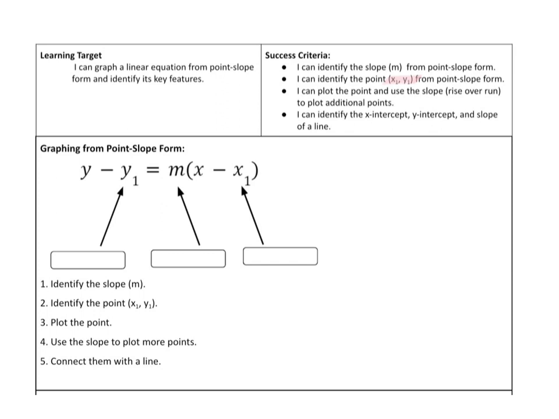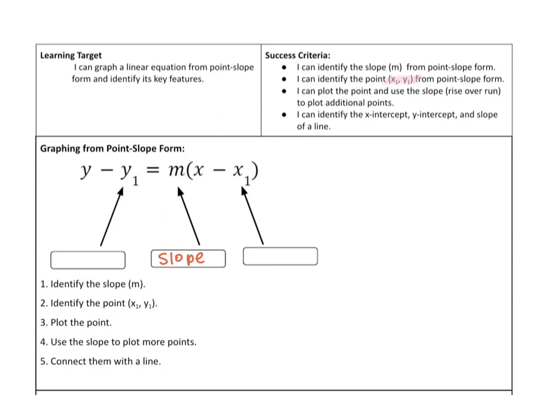So let's talk about where those point and slope are in the point-slope form. So you see the equation that you have. It says y minus y1 equals m parentheses x minus x1, close parentheses. The m is our slope. Okay? The m is our slope.